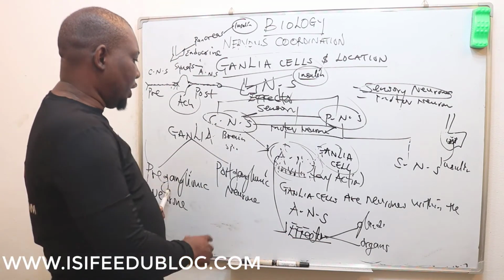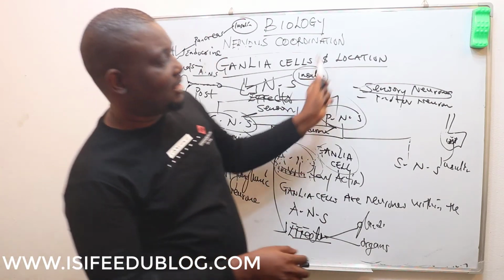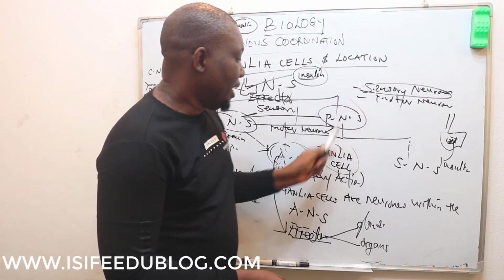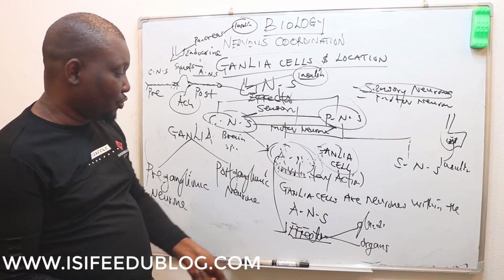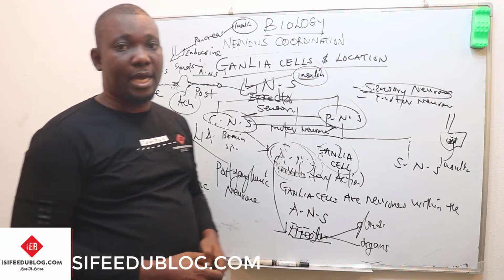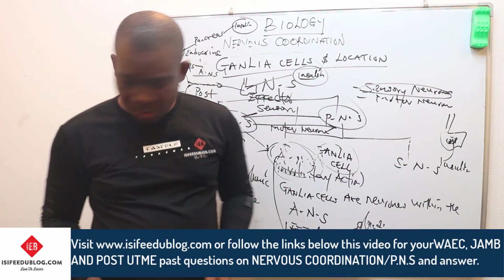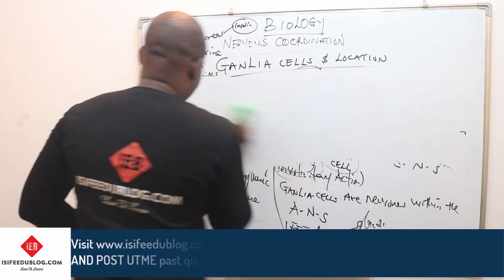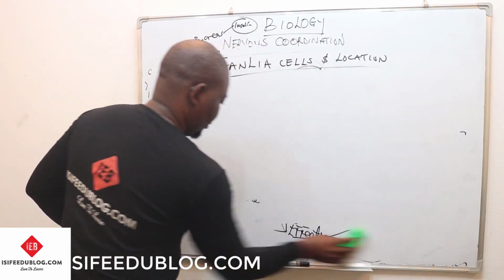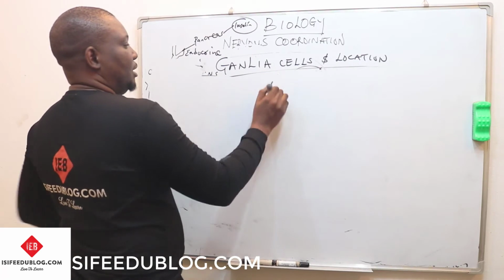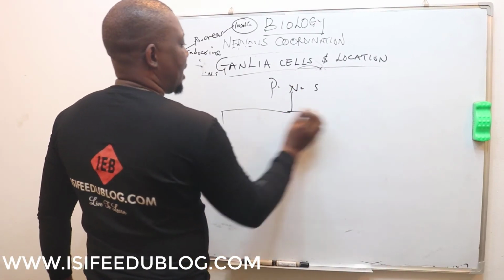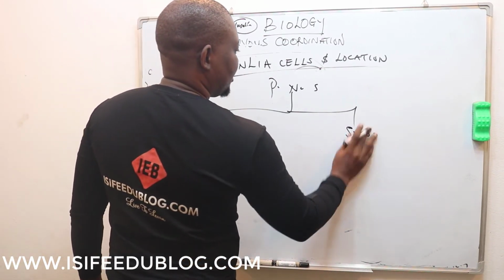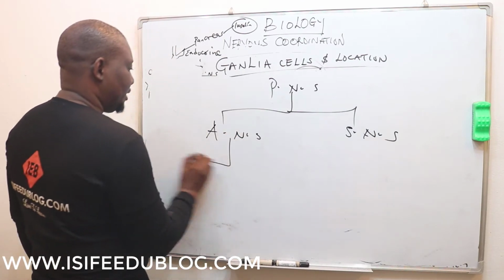This preganglionic and postganglionic are just like the sensory neuron and the motor neuron of the P.N.S. So what is acting as these two in the A.N.S. are the preganglionic neuron and the postganglionic neuron. Now, I would like us to look at these two aspects of the P.N.S., which you likely know comprises the A.N.S. and the S.N.S., the somatic nervous system.